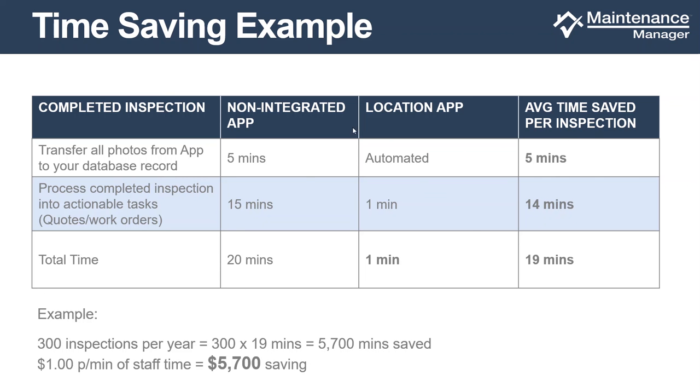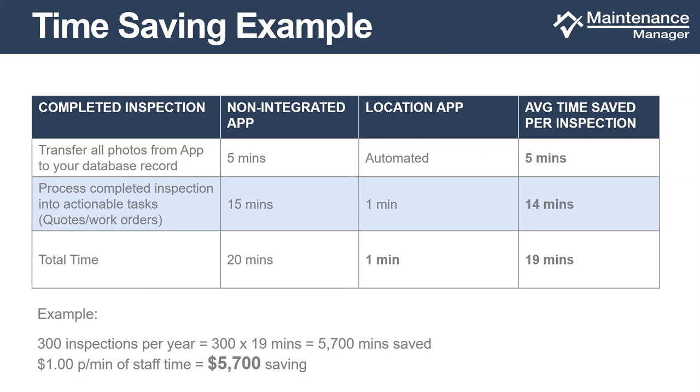In the Location app and Maintenance Manager, that's a 1-minute process. It literally is synchronized, the data's already there. It's probably not even a minute. And then you can process your work orders if you're using Maintenance Manager in just a couple of minutes, or you get your authorities or get quotes from the dashboard. So there's another whole saving there as well.